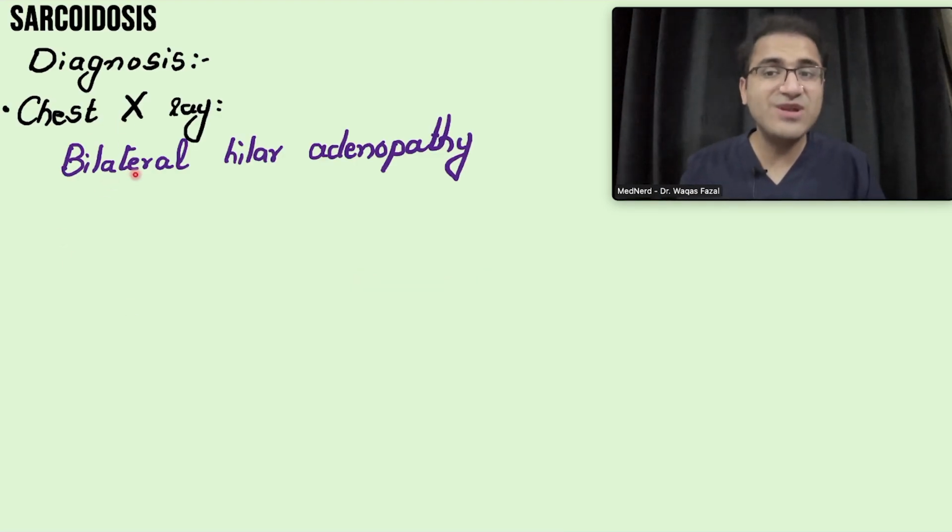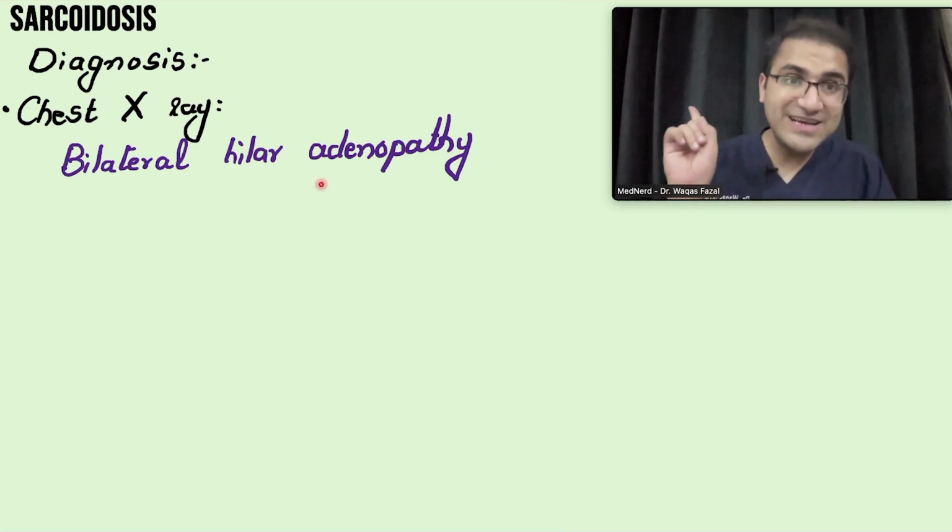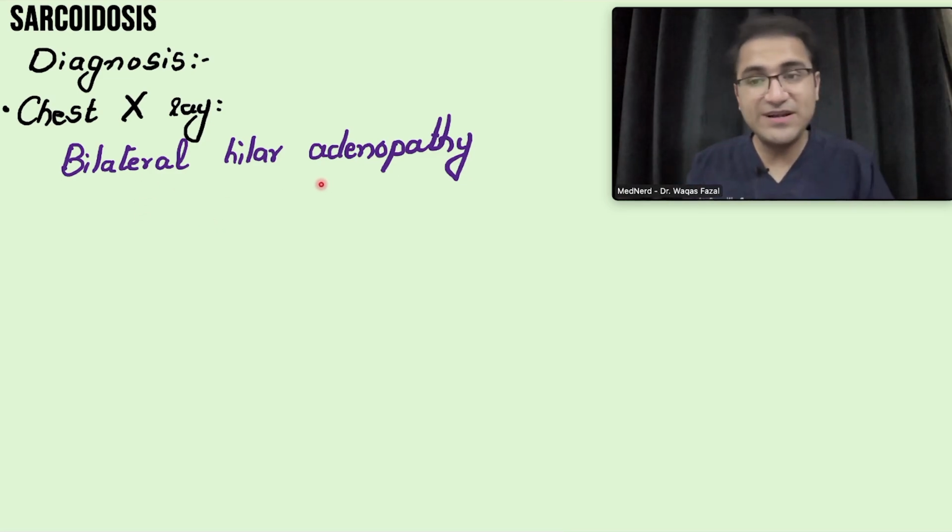Sarcoidosis on chest X-ray will appear as bilateral hilar adenopathy. Patients will have bilateral hilar lymphadenopathy, as we had in our case that presented to us, that 38-year-old lady that had that bilateral hilar adenopathy.